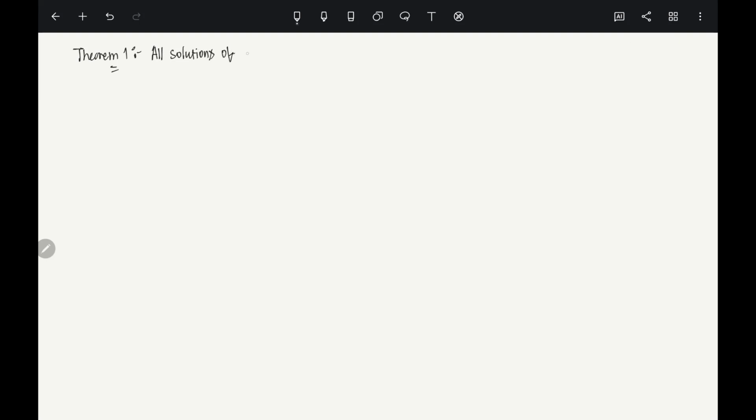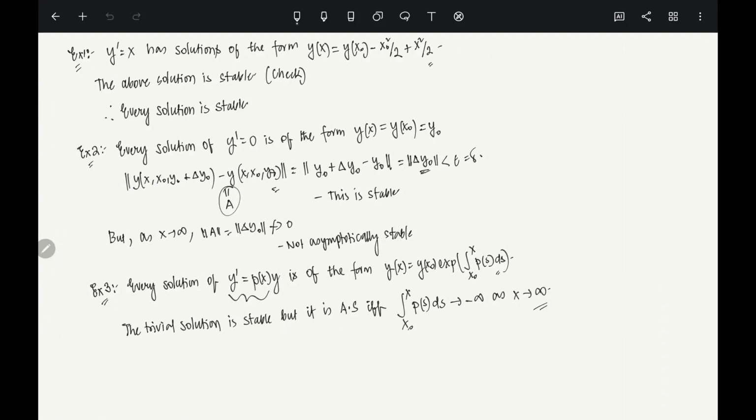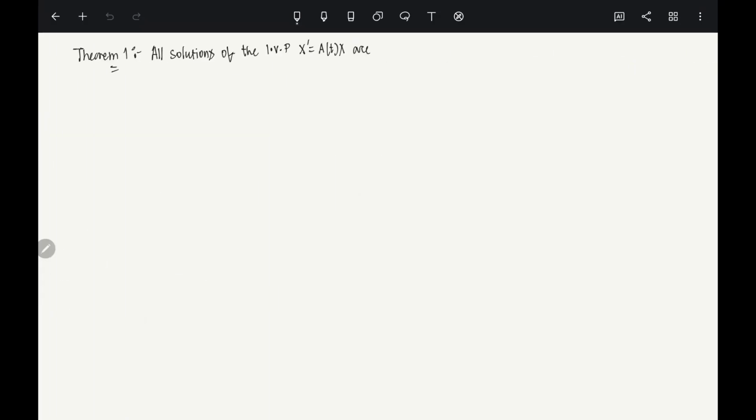of the differential system, the initial value problem. Let me just put it this way: initial value problem. What is the problem? X prime equals A times x. Okay, so we are in the realm of linear systems now. So for a linear system, what can we say? They are stable, because all the examples which we gave are of linear systems essentially. So x prime equals A times x are stable.